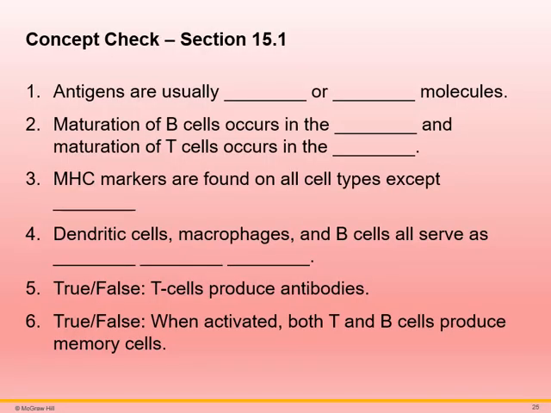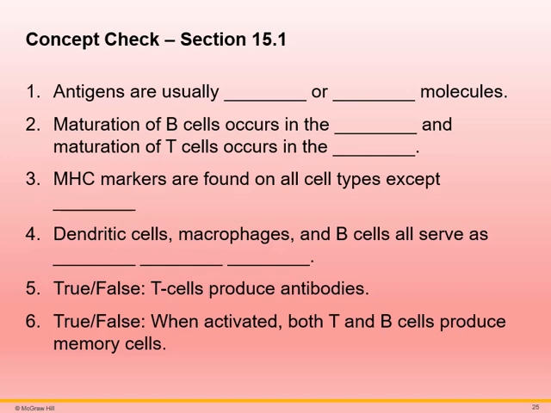So, concept check for section 15.1. The antigens are usually blank or blank molecules. See if you can answer that question. Number 2, maturation of B cells occurs in the blank, and maturation of the T cells occurs in the blank. Question 3, MHC markers are on all cell types except what? And 4, dendritic cells, macrophages, and B cells all serve as blank, blank, blank.